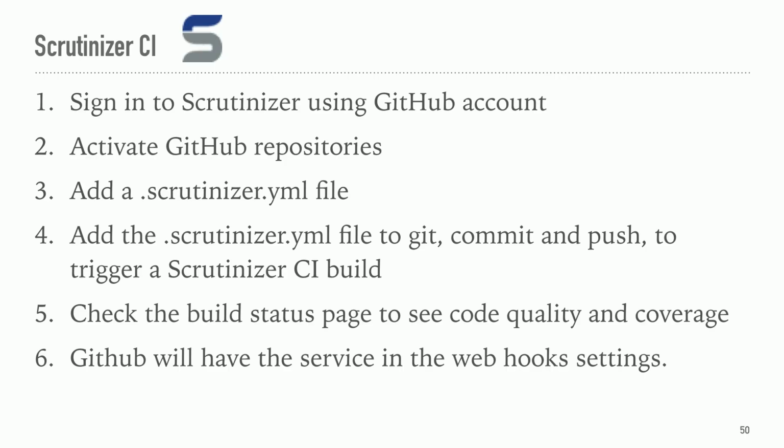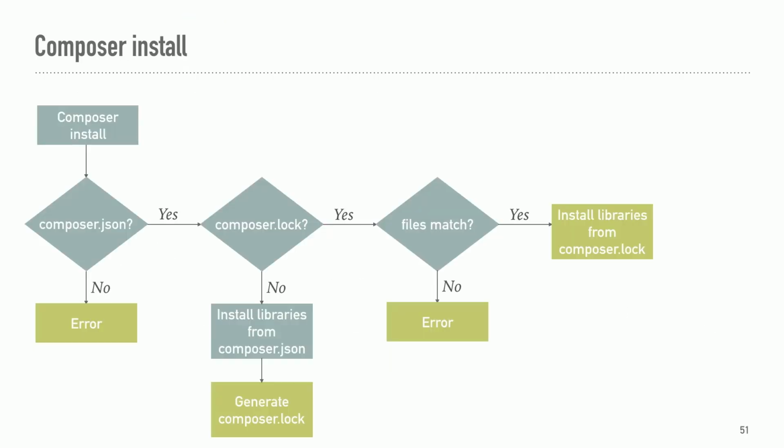So how does Composer handle the library's installation and upgrade for those? We have two main commands for Composer. One is Composer install. Whenever you call Composer install, this is what is going to happen on your project. It is going to verify if you have a Composer JSON file, because that's the first requirement it needs. If you don't have it, you are going to have an error.